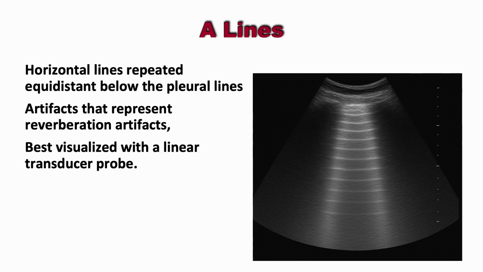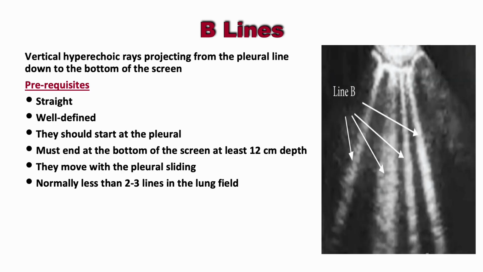The ultrasound transducer interprets the sound wave returning as deeper structures, since it took longer for the wave to return to the transducer, and the presence of A lines indicates normal lung aeration. A for aeration. The B lines.